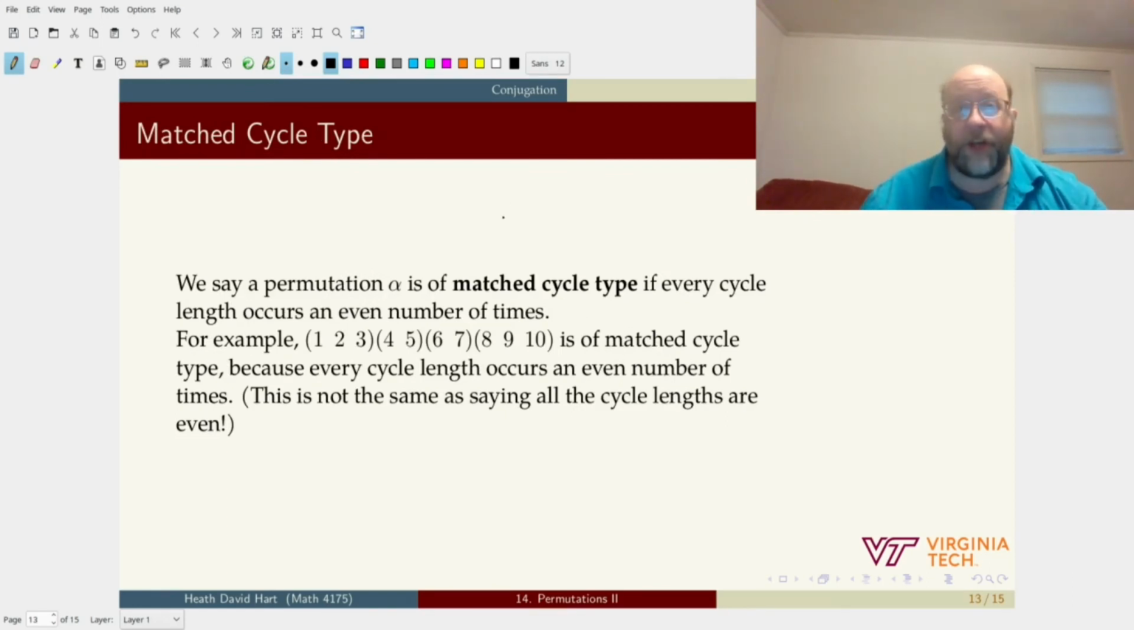We say a permutation is of matched cycle type if every cycle length occurs an even number of times. So this is matched cycle type because I have a cycle of length 3 and another cycle of length 3, so those match. And I have a cycle of length 2, but I have another cycle of length 2, and it matches. So every cycle length occurs an even number of times. So I can have an odd cycle, but I have to have it match with a pair. It's not saying the cycle lengths themselves are even.